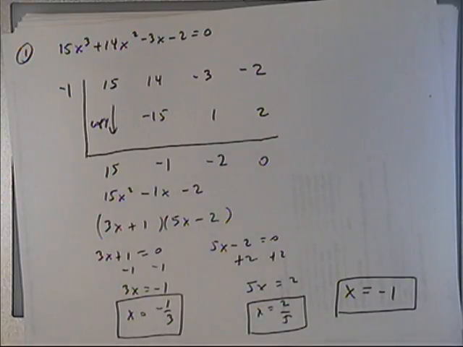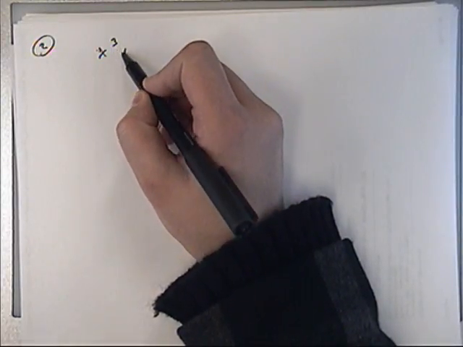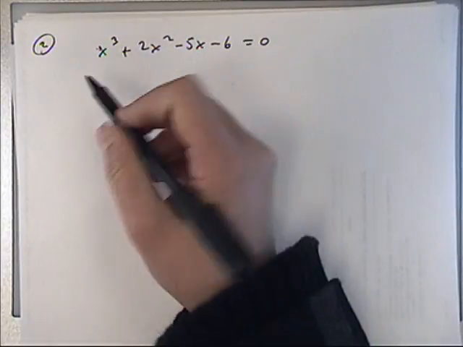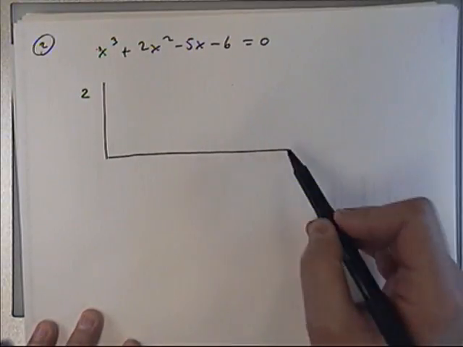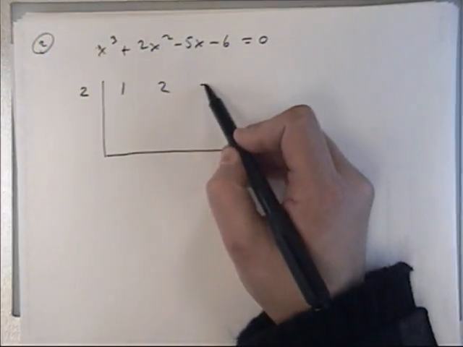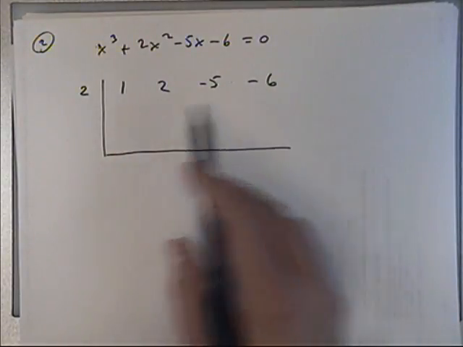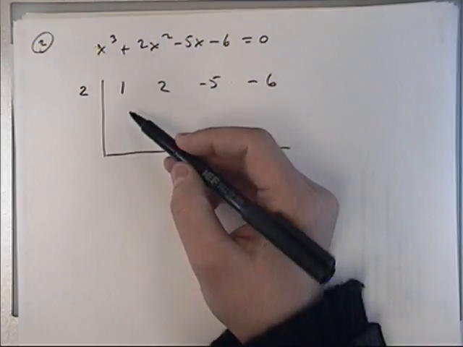Now, the other example asks you to start with this. X cubed plus 2x squared minus 5x minus 6. They say that 2 is a 0. So I can use 2 and synthetic division to break down this polynomial. Again, there are no terms missing, so I don't have to use any 0 placeholders. I simply use the numbers as they are. And they're already in descending order, so we're good to go.